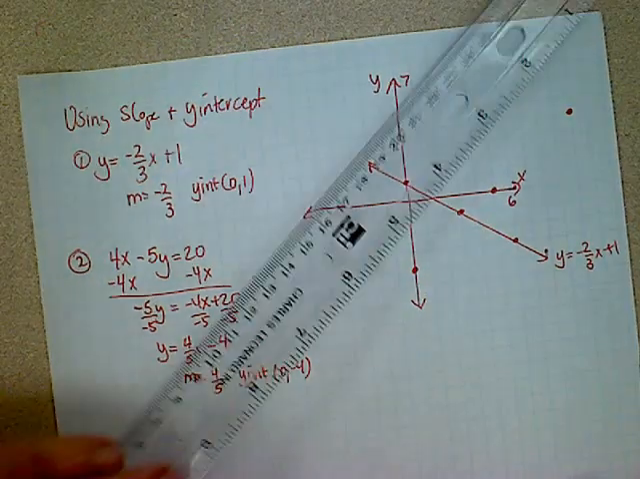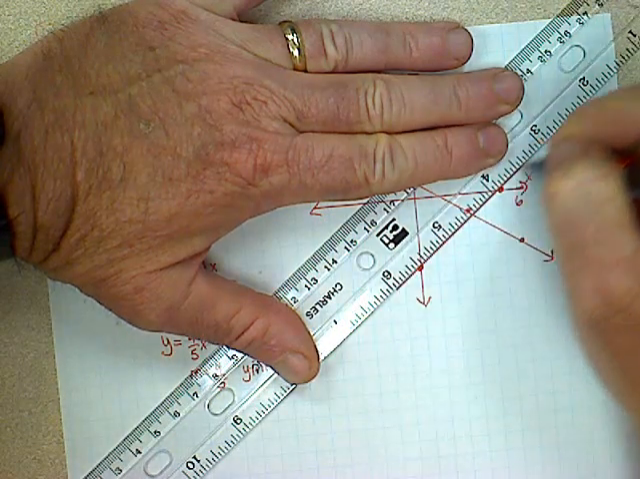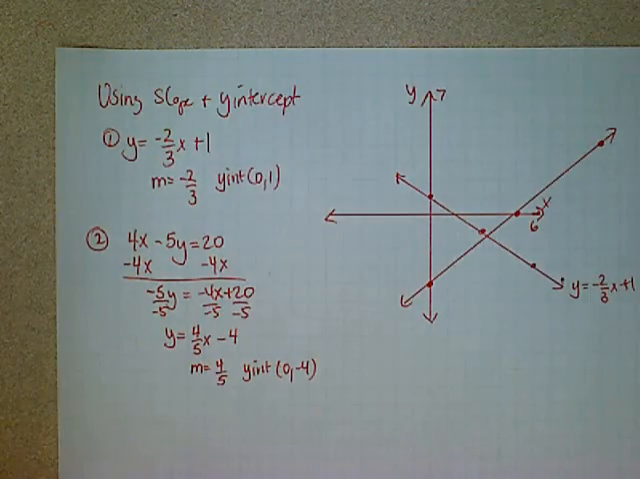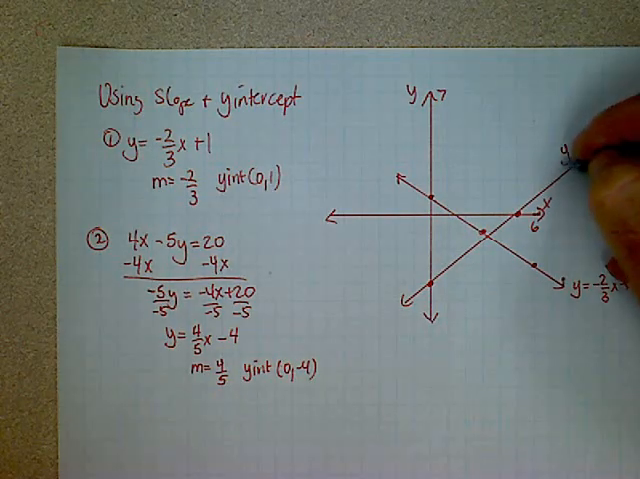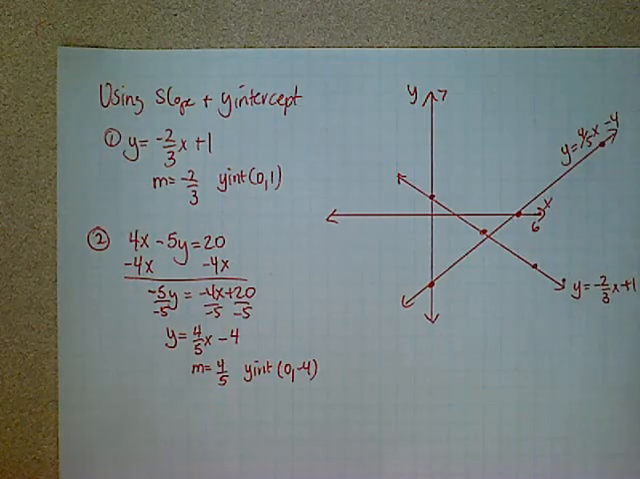Now, if you've done things right, everything will line up in a nice straight line. You can see mine is definitely doing that. And go ahead and connect those dots with a nice straight line. Label the equation. That was y equals 4/5 x minus 4.